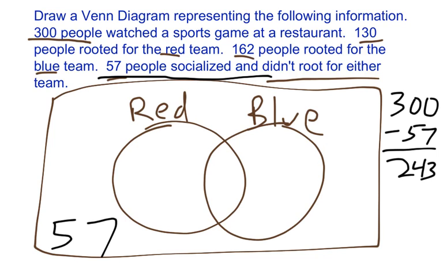So where do I go next? Well, I'm given another number, the 130 and the 162. That's how many are in the red and blue. So I can do 130 plus 162. That gives me 292.